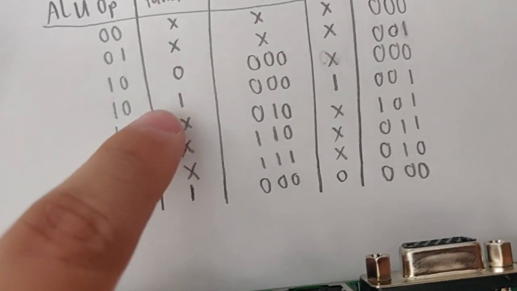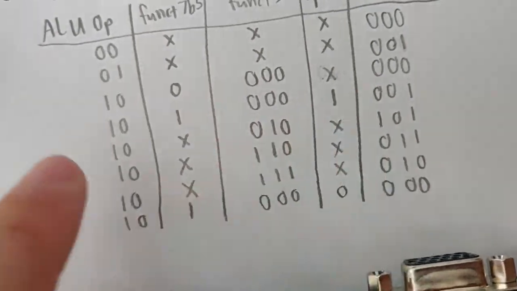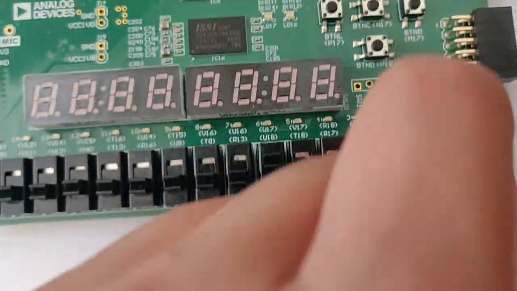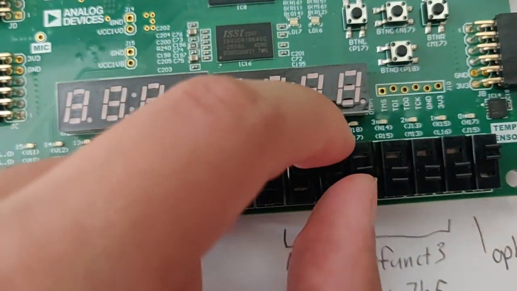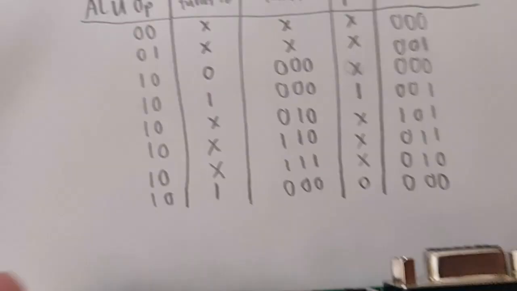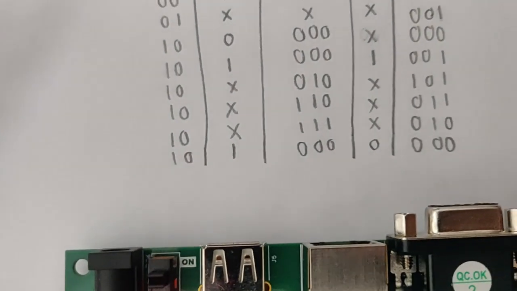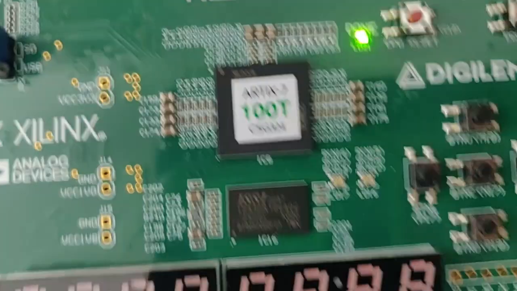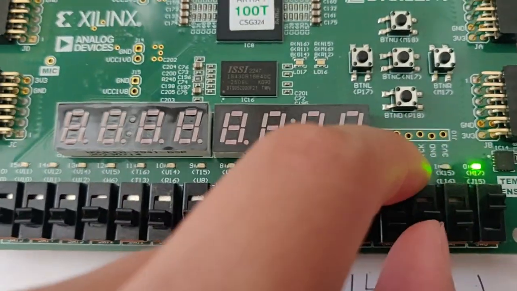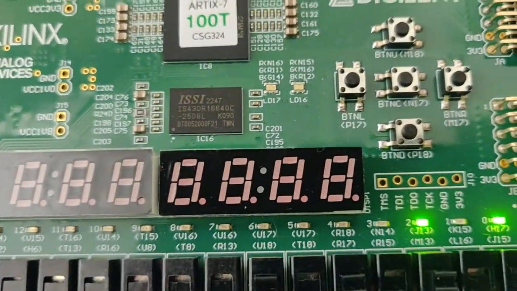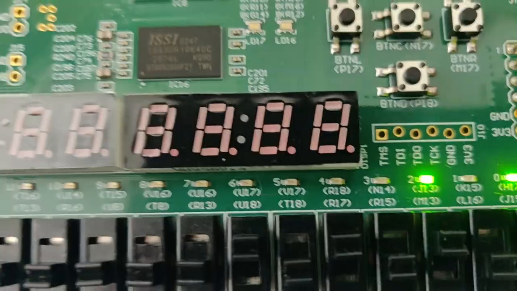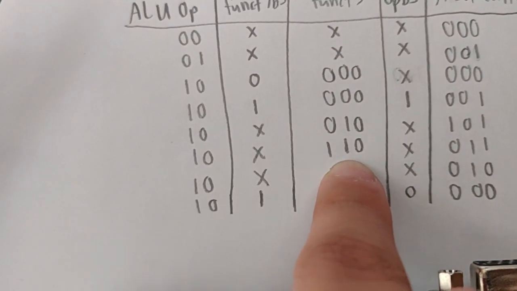Moving on to the row where func7 and opcode are both 1, we should see ALU output has the last LED on. So we turn on both opcode and func7, and the last LED turns on. For the next row, we have func3 is 0, 1, 0, and everything else is don't cares. So let's flip the middle bit of func3, and as we can see, the ALU control turns to 1, 0, 1.